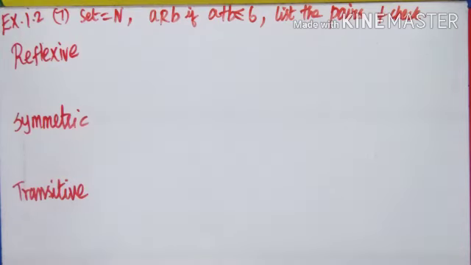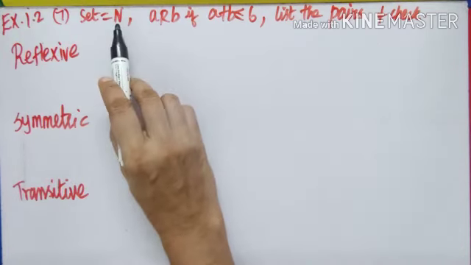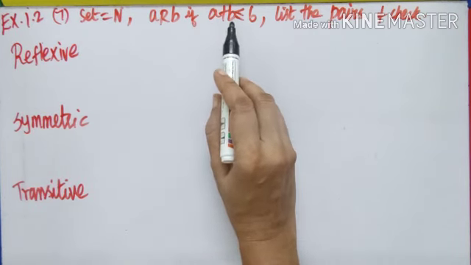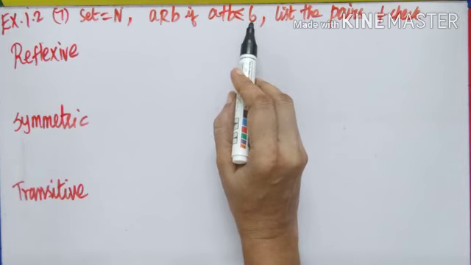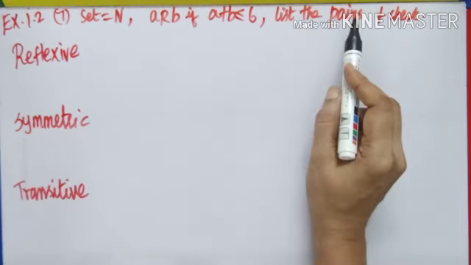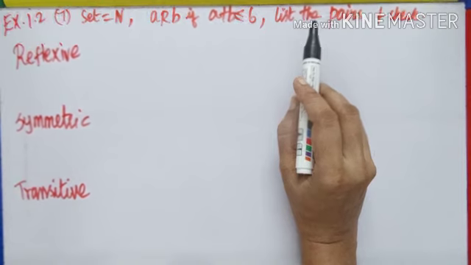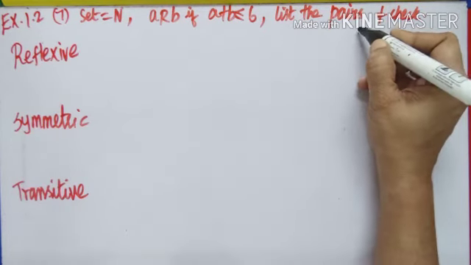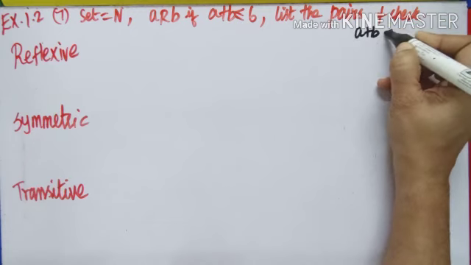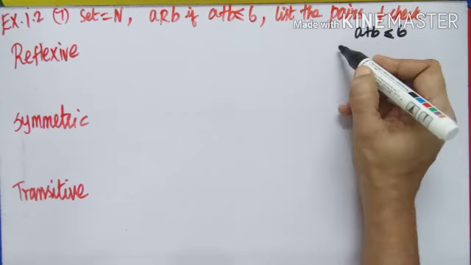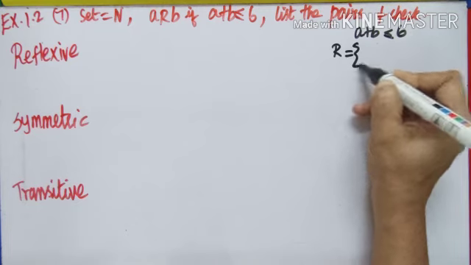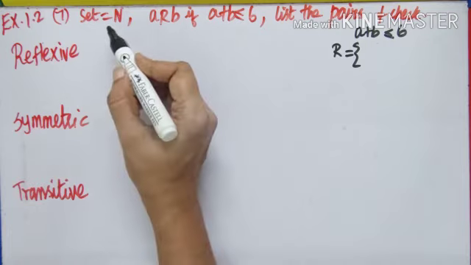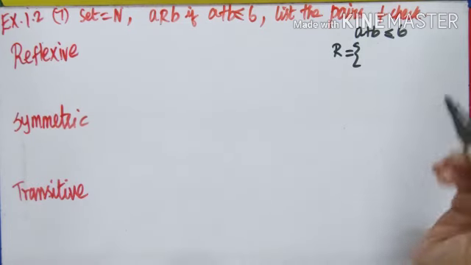Question number 7. The set is the set of natural numbers. A is related to B if A plus B is less than or equal to 6. We need to list the pairs and check whether it is reflexive, symmetric and transitive. So what is the condition given? A plus B less than or equal to 6. Tell me which are the pairs that give me less than or equal to 6. Natural numbers start from 1 onwards.